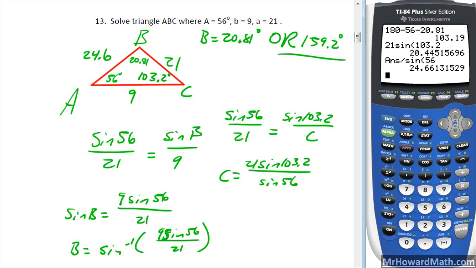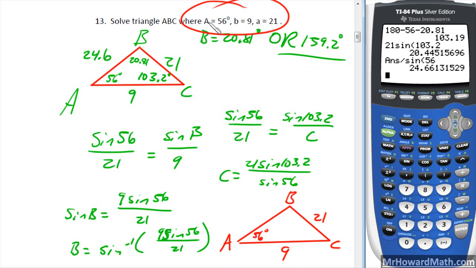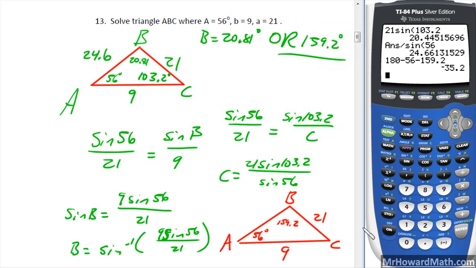Now we'll solve the same triangle, only changing that one angle, changing angle B. So A was 56 degrees, that was given. Let's label it A, B, C. Side B was 9, side A was 21. So that's all given, so that stays the same. And angle B would be this 159.2. So angle C is 180 minus 56 minus 159.2. And that would be negative 35.2.